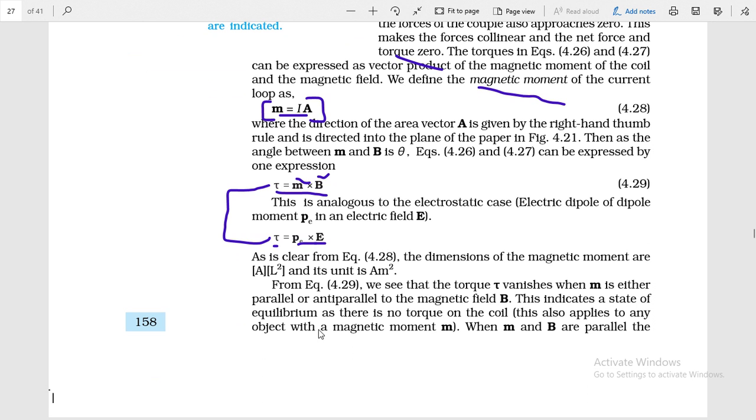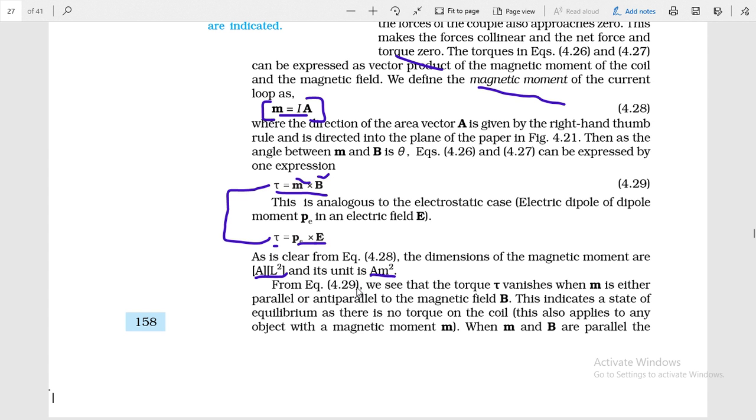So from equation 4.28, it is clear that the dimension of the magnetic moment is AL², and its unit is ampere meter square. So the unit of this magnetic moment is ampere meter square, and you can write the dimensional formula as AL².